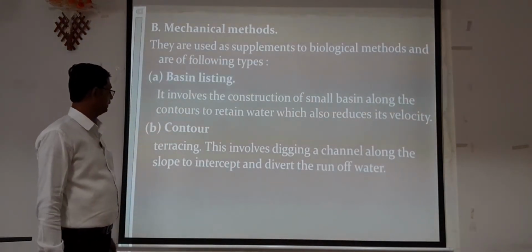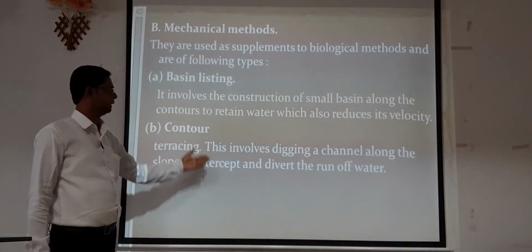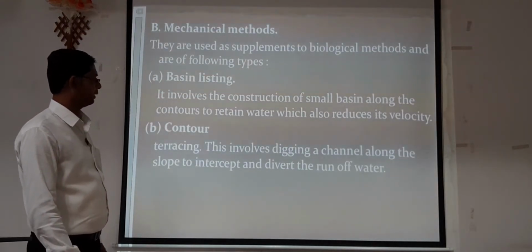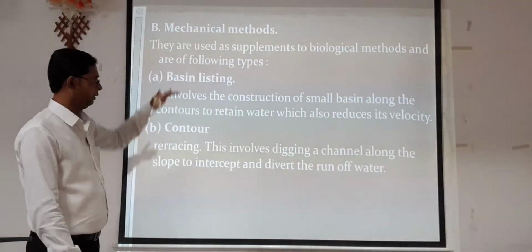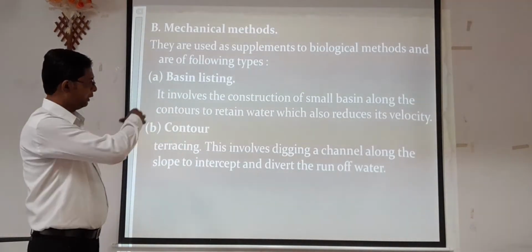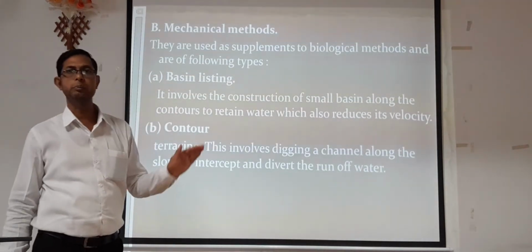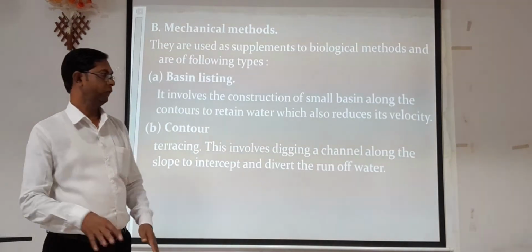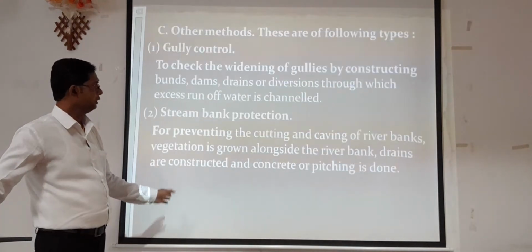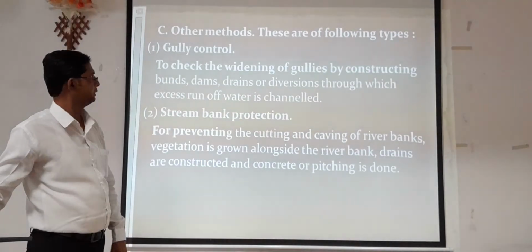And the another one is terracing. As we have done terrace plant farming, just like that, this involves digging a channel along the slopes to intercept and divert the runoff water. Again, in a hilly region or in a highly sloped region, there will be a channel produced, and this channel will stop the running water, and it will reduce the process of that particular erosion. Gully control method is there, stream bank protection method is there.